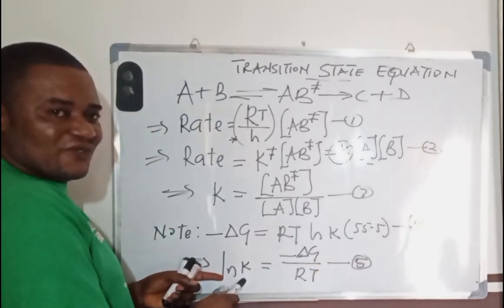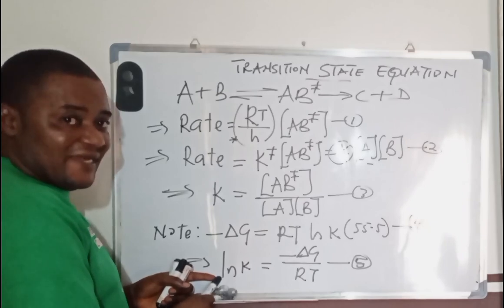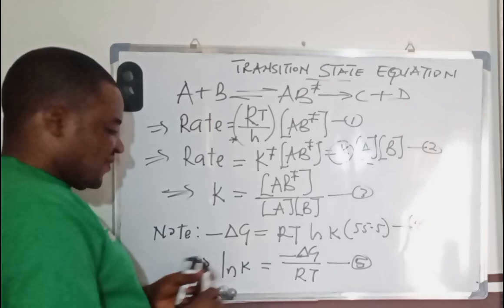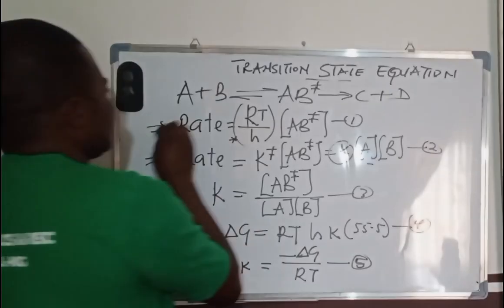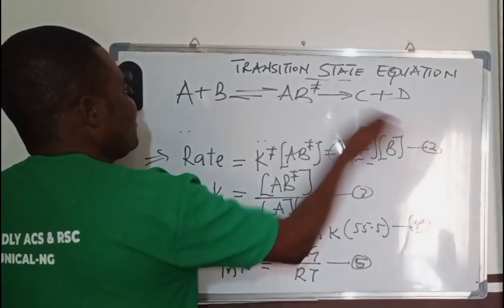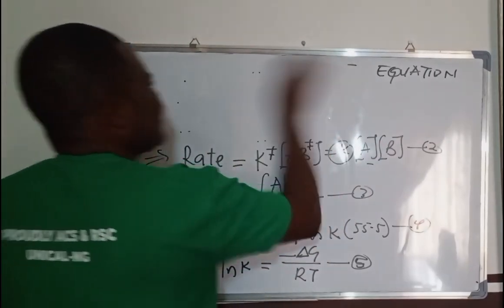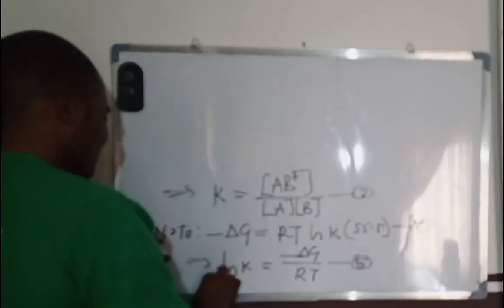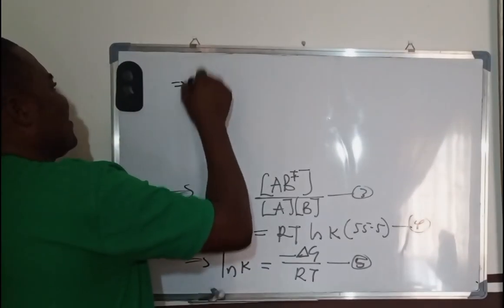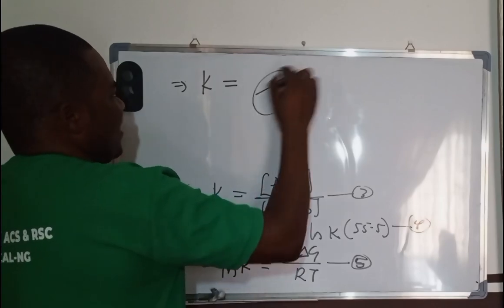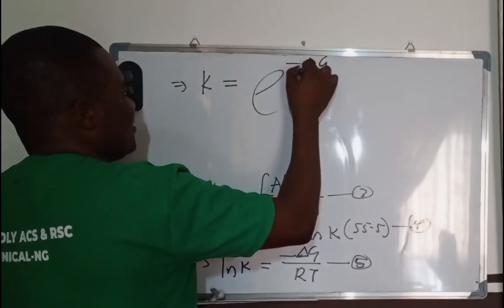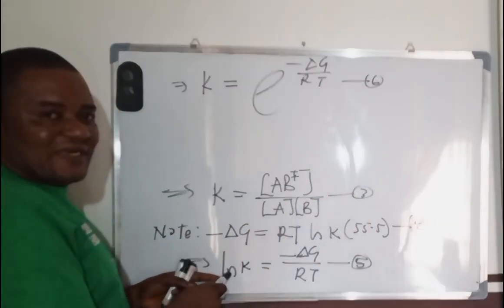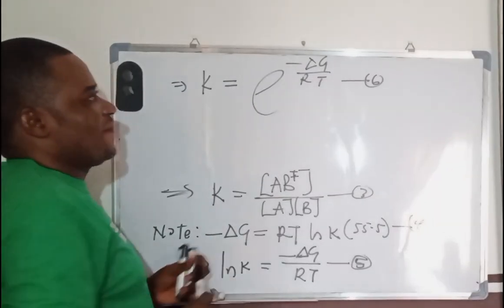Remember that when we have this equation, we can remove the natural logarithm ln and put an exponential sign this way. In doing that, this is what we are going to have. We will now have that K is equal to what? The exponent of minus delta G all over RT. This is what we'll have. When we remove the natural logarithm, we put the exponent this way.